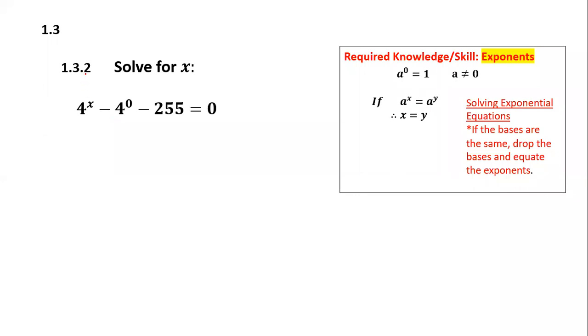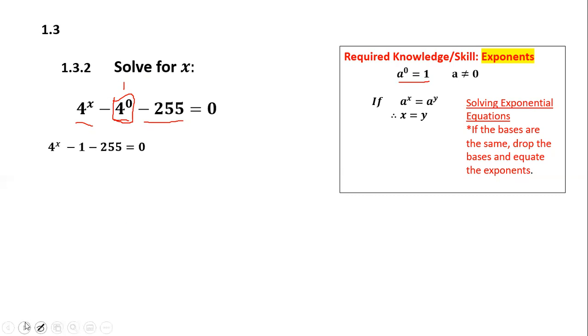Question 1.3.2 says, solve for x. We have 4 to the power x minus 4 to the power 0 minus 255 equal to 0. So we can see from here that this is 4 to the power 0. And we know that by the law of exponents, a to the power 0 is equal to 1. Any number to the power 0 is equal to 1. So this is going to be 1.